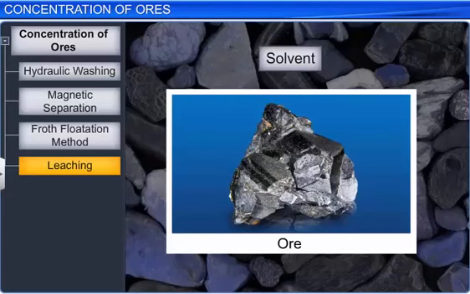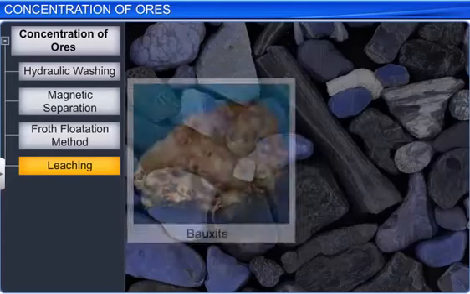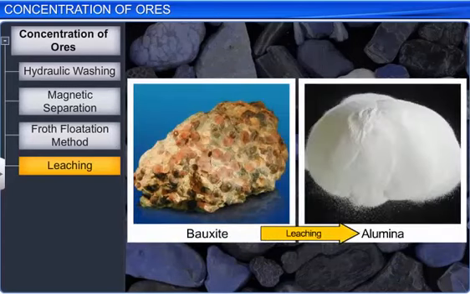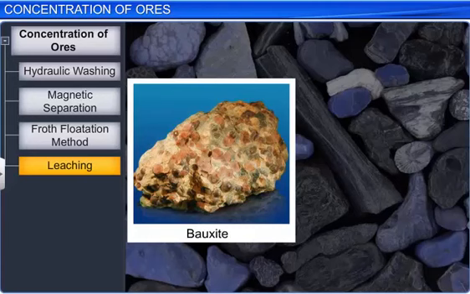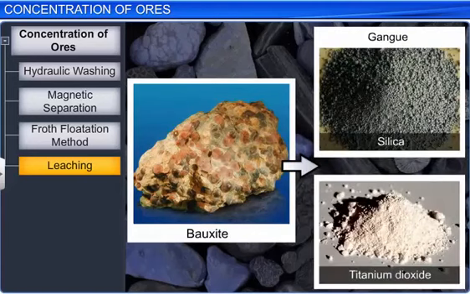Leaching is used when an ore is soluble in a certain suitable solvent. Let us consider the leaching of alumina from the principal ore, bauxite. The impurities associated with bauxite are silica and titanium dioxide.